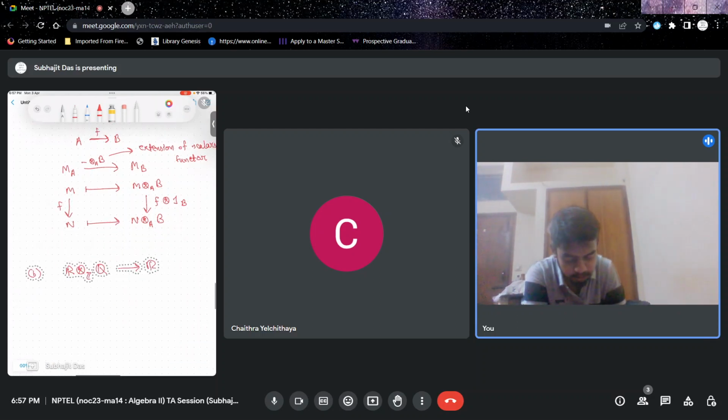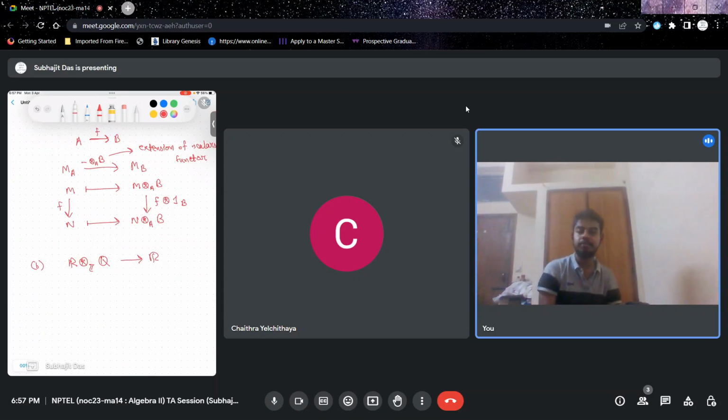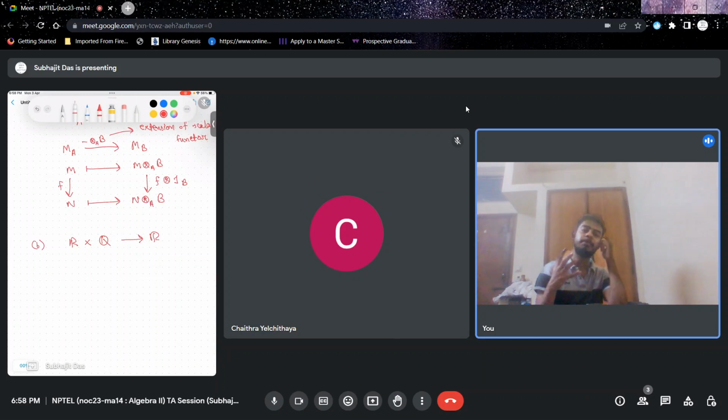Okay, so what I was saying is, to get maps out of the tensor product, what property of the tensor product do we use generally? We use the universal property, right? Isn't it? So we take a map from R cross Q. So recall the definition, the universal property of the tensor product.